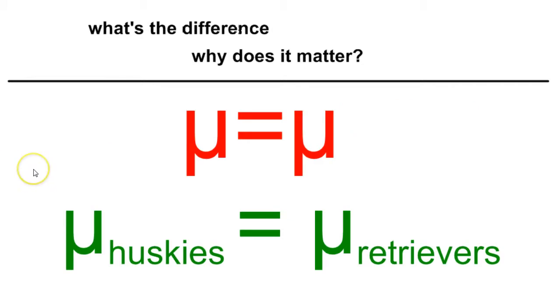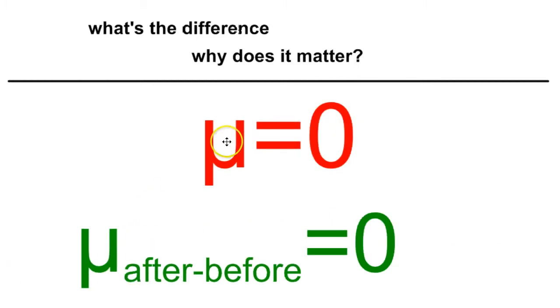For example, you might have the null hypothesis that one mu is equal to another mu. Now saying mu equals mu is pretty useless. However, saying mu of the group of huskies is equal to mu of the group of retrievers is trying to make the null hypothesis that the average of whatever you're measuring about huskies, maybe it's the length of their fur, is equal to the average, let's say, length of fur of retrievers. So if you're comparing the two dogs in that way, same idea in matched pairs.